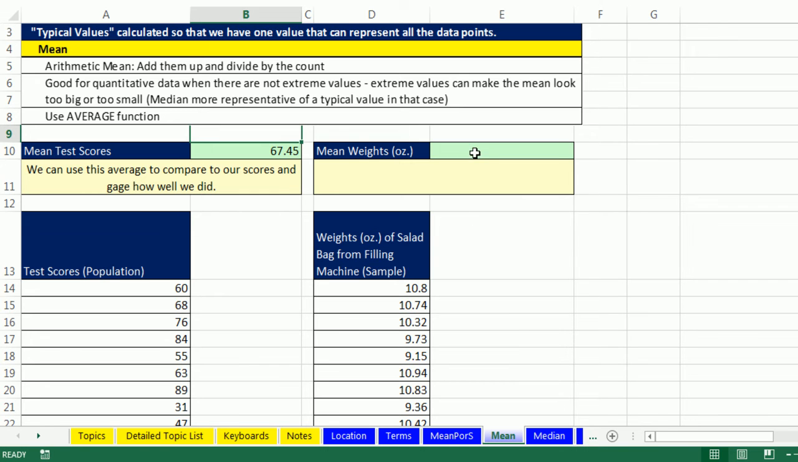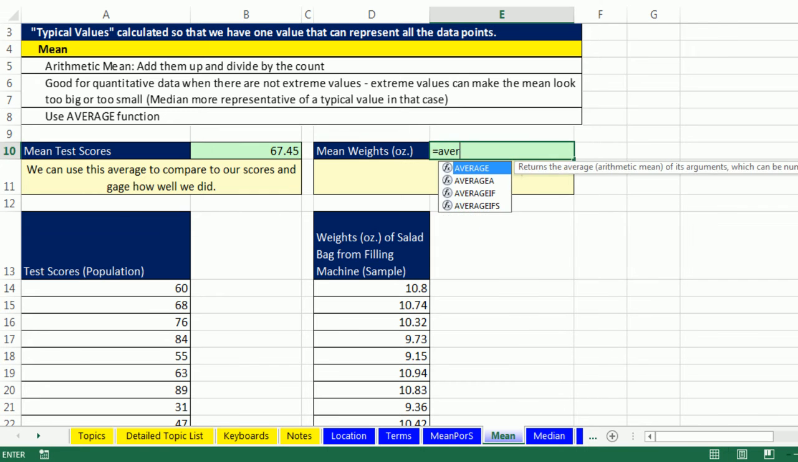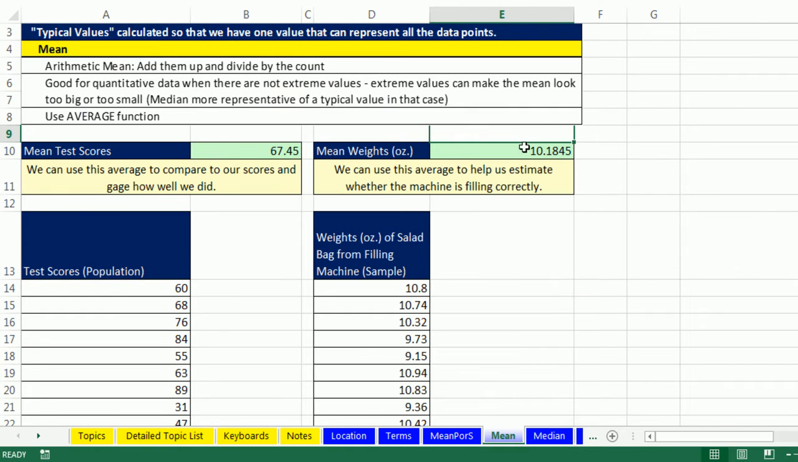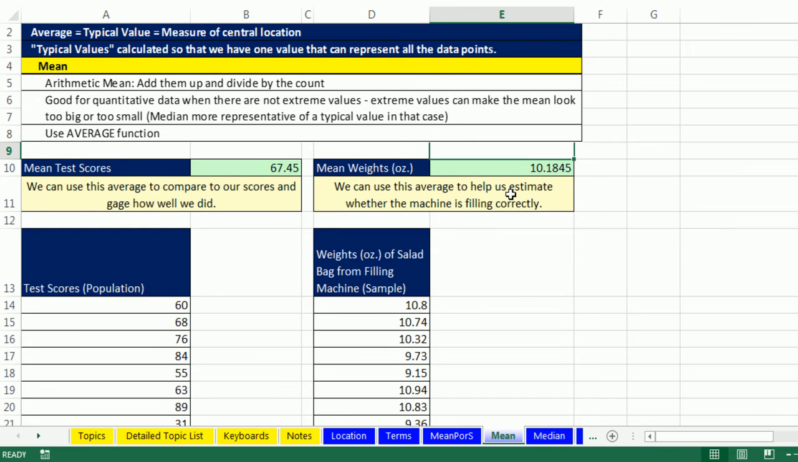Now we have an average, which is our mean, and we can compare our score and see how well we did. Here, let's go ahead and use the average function to calculate X bar. Control-Shift down arrow, Shift-Enter. So 10.1845. So if the bag of lettuce is advertising that it has 10 ounces and you get 10.18, well, you're not going to be so mad. But if you were the manufacturer, we need to know, is the machine filling too much? We can use this average to help us estimate whether the machine is filling correctly. So two examples of mean.